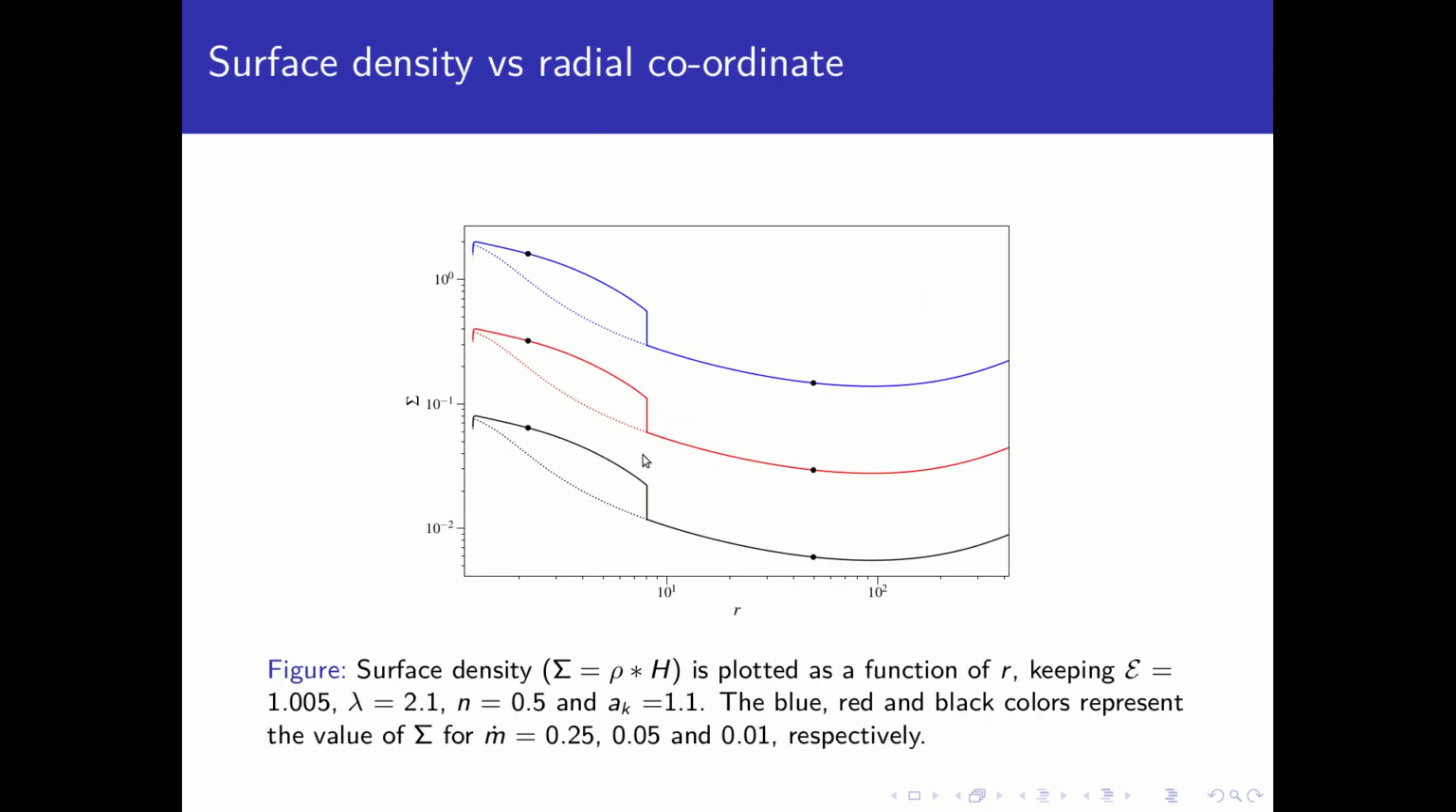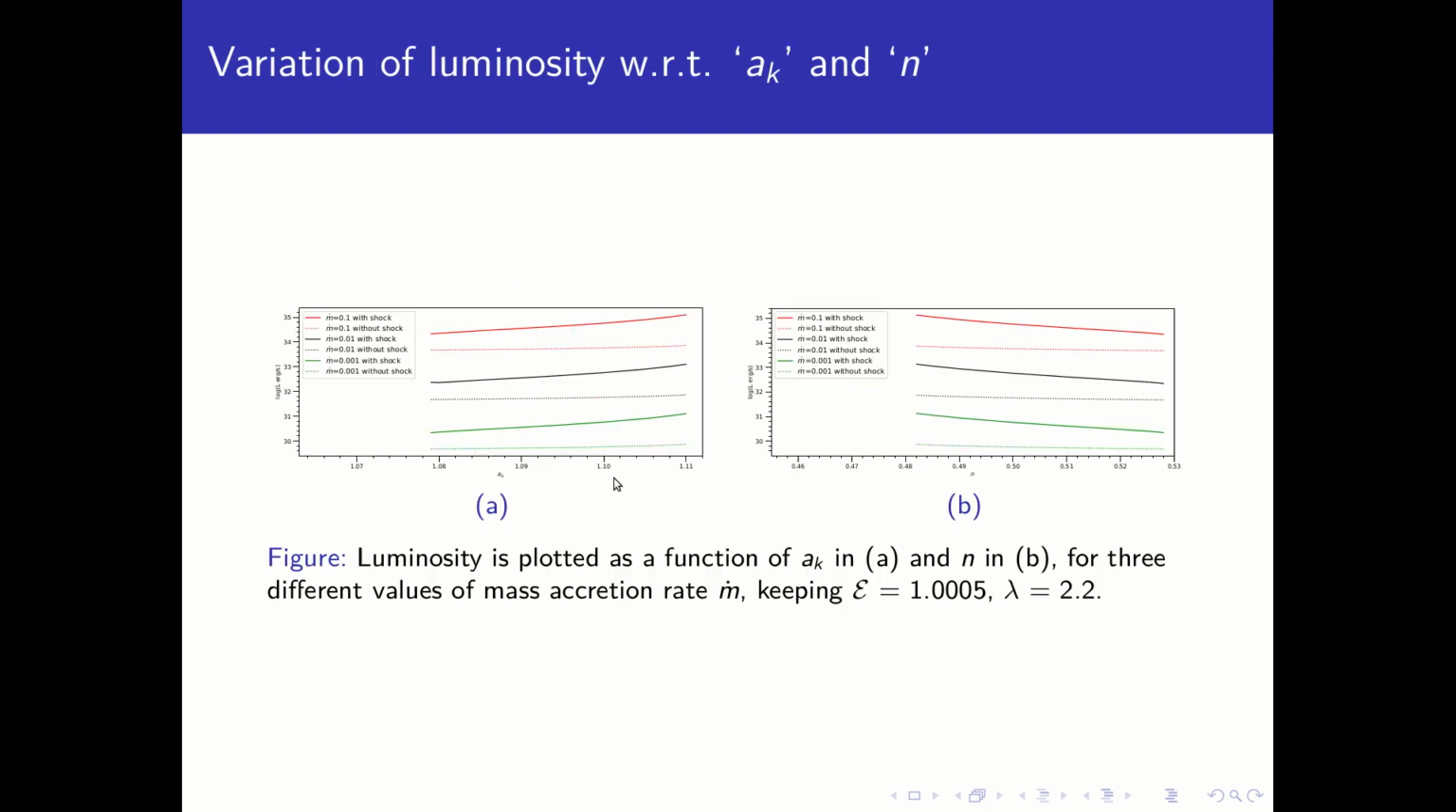Here we plotted the surface density. Surface density is the density rho times the half thickness of the disc. So here we plotted for three different values of mass accretion rate, and the dotted line represents when the flow does not contain shock and the solid line represents when the flow contains shock. So we can say that when the flow contains shock, the surface density is always greater than for the flow which does not contain shock.